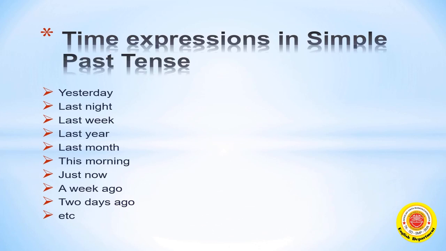Time expressions in simple past tense, or adverb of time in simple past tense. Artinya keterangan waktu di dalam penggunaan simple past tense. Contohnya, yesterday. Yesterday, that means it has already passed. Yang artinya kemarin. Kemarin itu berarti sudah berlalu. Last night, last week, last year, last month. If it starts with the word last, it means the time has already passed.